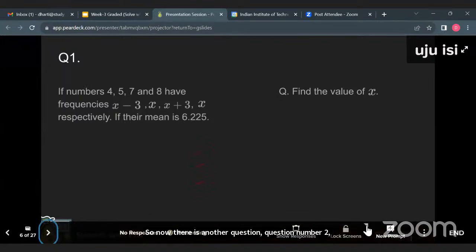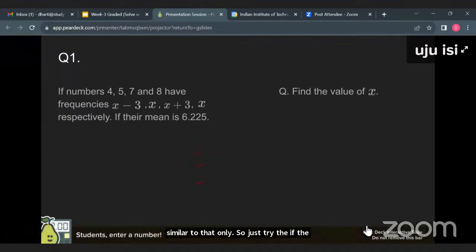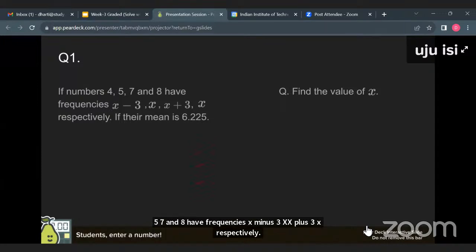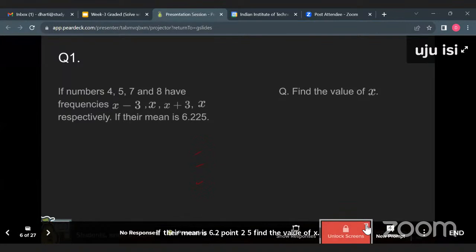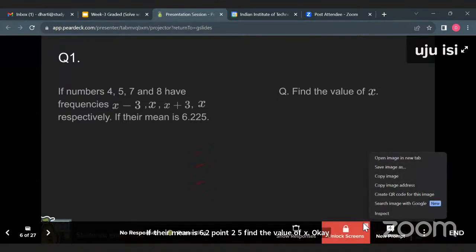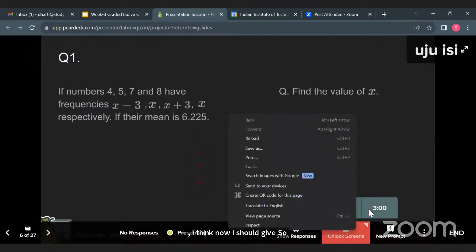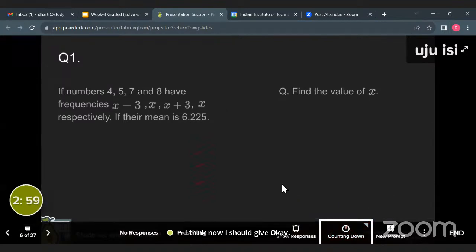Just try: if the numbers 4, 5, 7, and 8 have frequencies x minus 3, x plus 3, x, respectively, and their mean is 6.25, find the value of x. I think now I should give some 2 minutes time. Okay, let's say 3 minutes. I hope you will be able to.